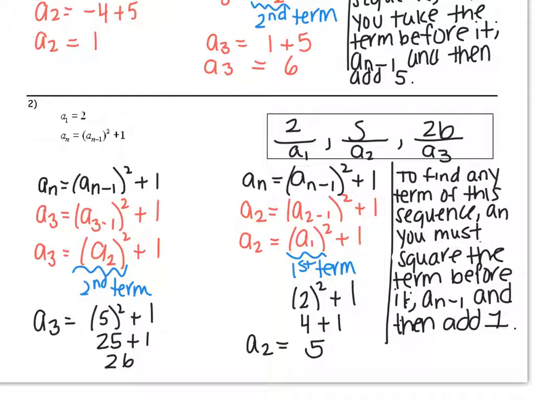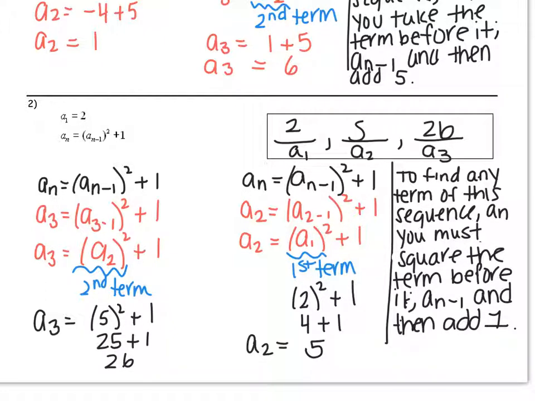So let's see if it makes sense. To find the second term, we took this term 2, we squared it, got 4, added 1, and got 5. To get 26, we squared 5, which was 25, added 1, and we got 26. That's it. This is a recursion formula.